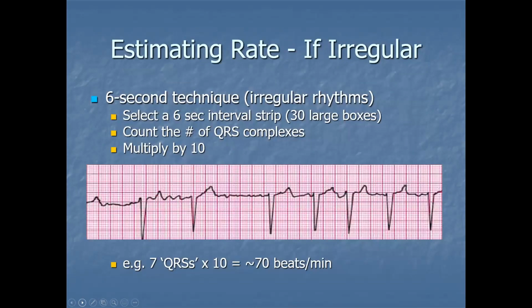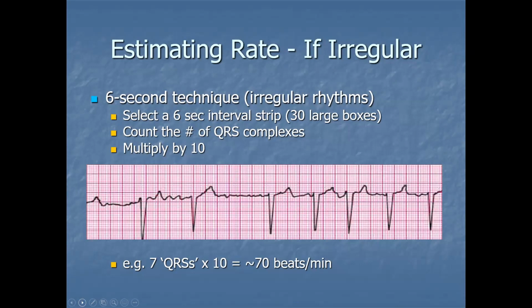Estimating the rate if it's irregular, you can use a 6-second technique. The idea is it's irregular, so you don't just want to count a number of boxes necessarily, because that could be misleading since the rate is irregular. You could select a 6-second interval strip, count the number of QRS complexes, and multiply it times 10. So in this particular case, you're getting an irregular, squiggly baseline, okay? So this could be atrial fibrillation. It certainly looks like it.